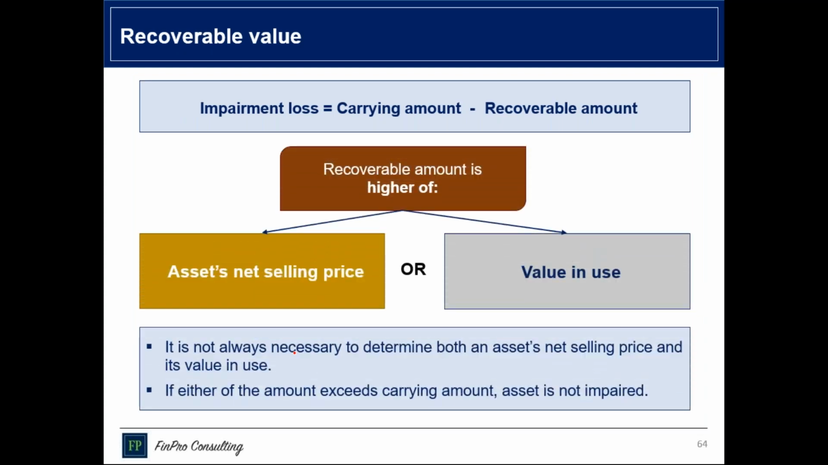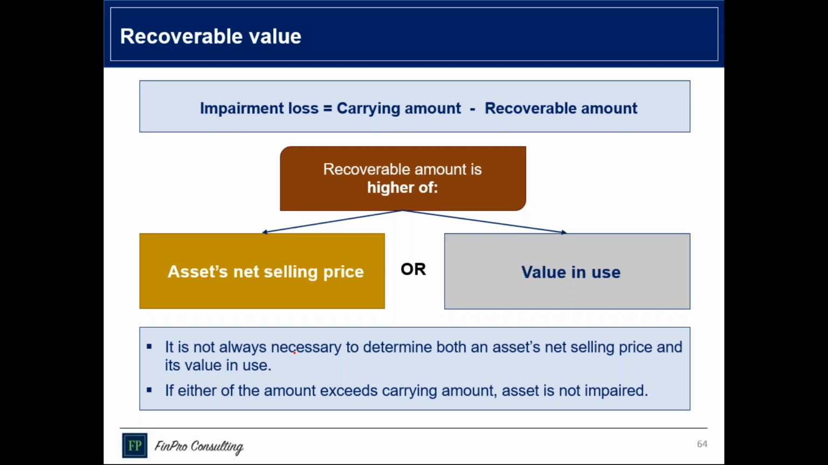Right, so we'll talk about something about recoverable value. As I told you, impairment loss calculation is nothing but the carrying value minus recoverable value, and recoverable value is always the higher of the asset's net selling price or the value in use. Value in use is determined as the present value of discounted net cash flows for the entity. So it is like doing a valuation of that particular CGU.